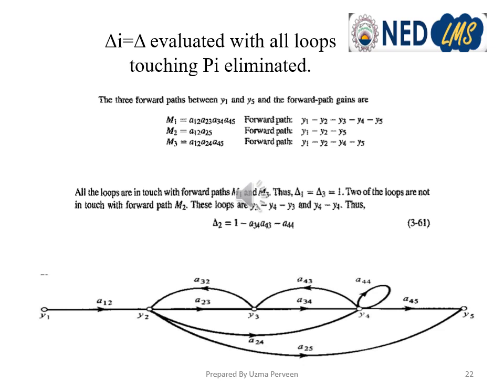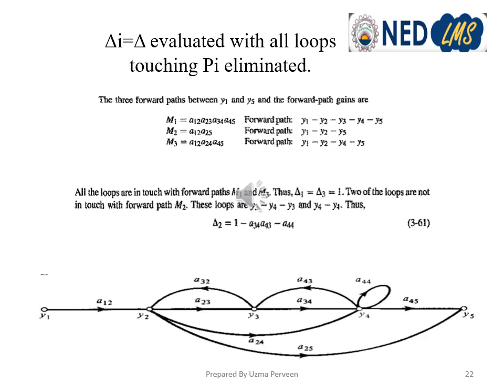Therefore the formula will become del 2 equals 1 minus A34 A44. These two loops are actually non-touching to forward path 2. Therefore we consider here del 2 equals 1 minus A34 A43 minus A44.